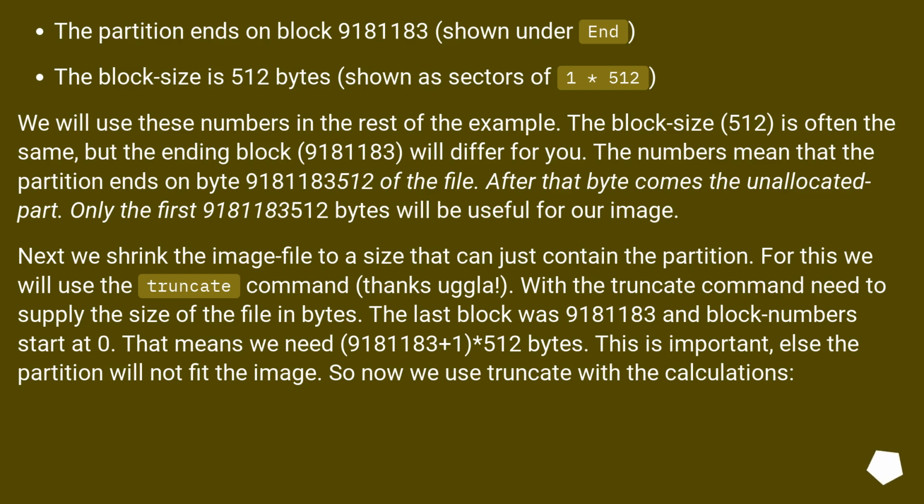With the truncate command we need to supply the size of the file in bytes. The last block was 9,181,183 and block numbers start at 0. That means we need 9,181,183 plus 1, times 512 bytes. This is important, else the partition will not fit the image. So now we use truncate with the calculations.